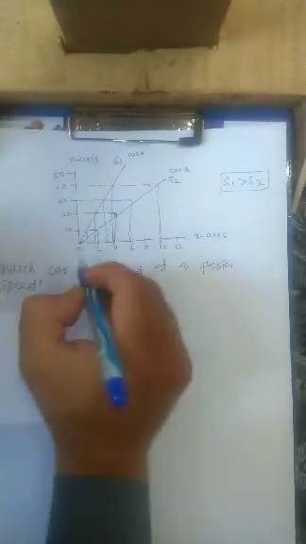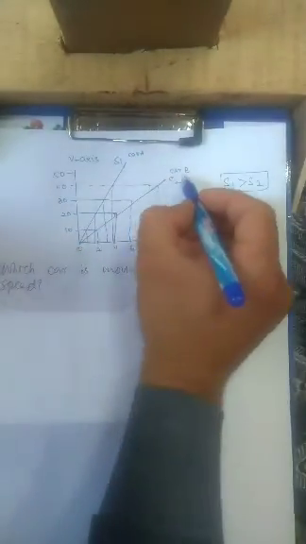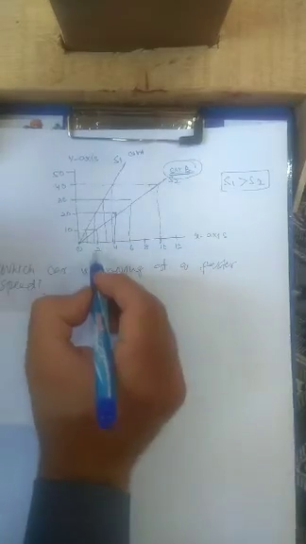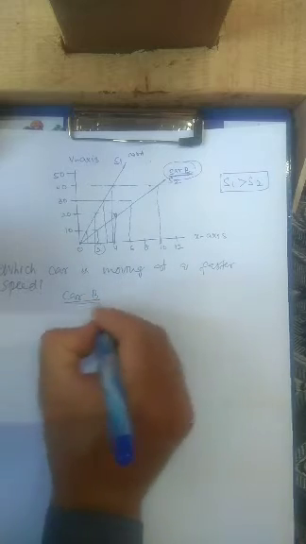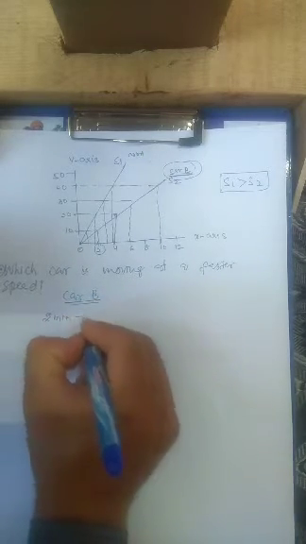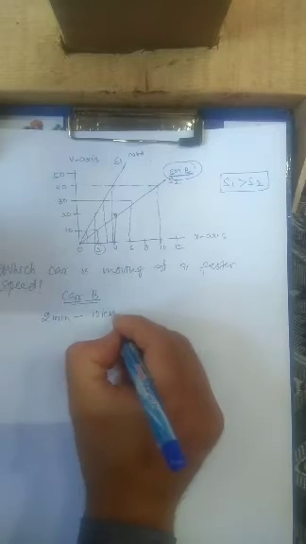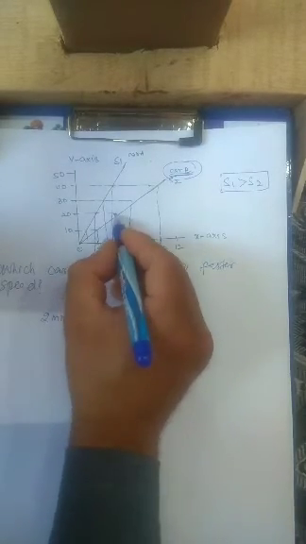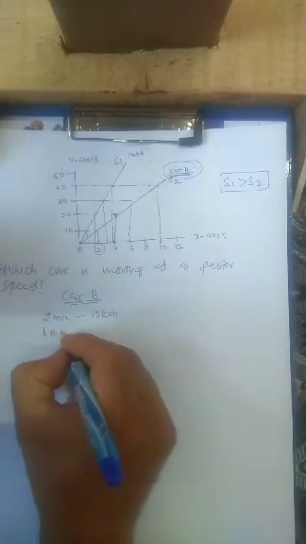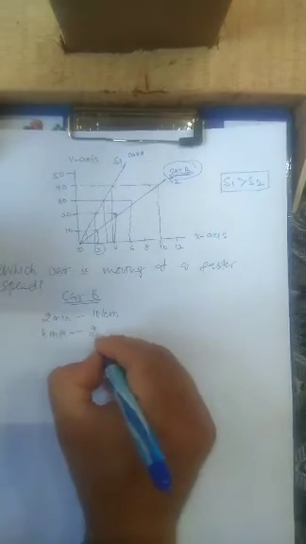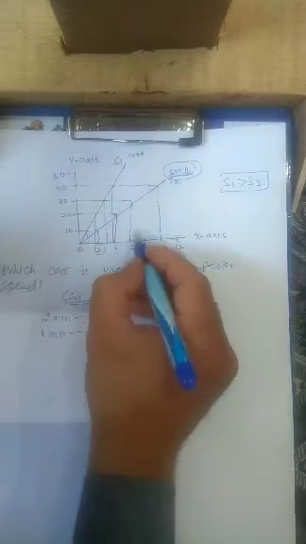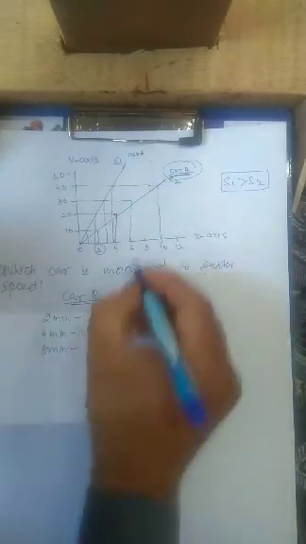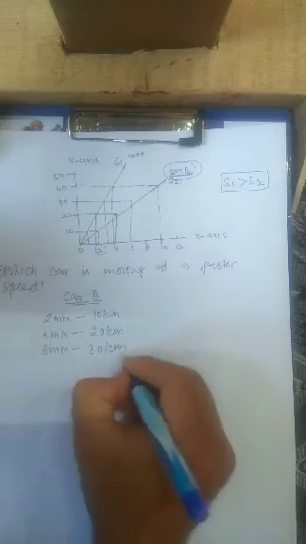Now when you look at these two lines, in case of car B, after completion of 2 minutes, it has covered a distance of 10 kilometers. After completion of 4 minutes, it has covered a distance of, say for example, 20 kilometers. In 6 minutes, it has covered a distance of 30 kilometers. So it's a uniform speed.